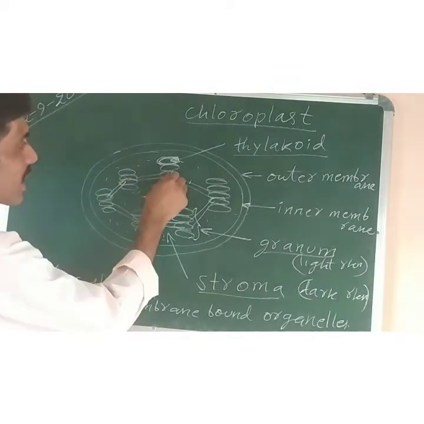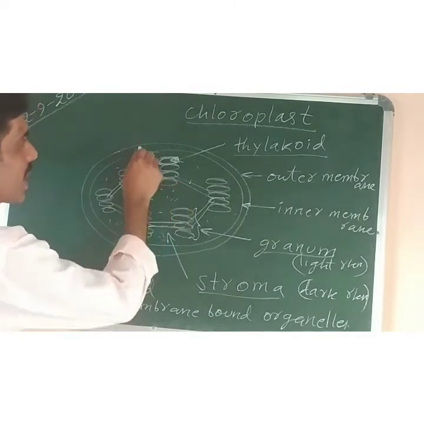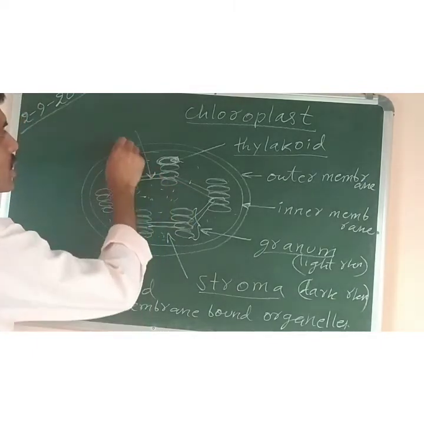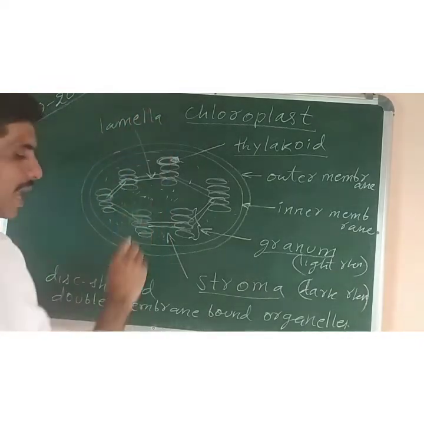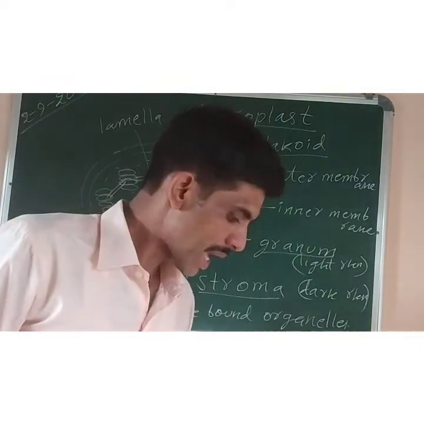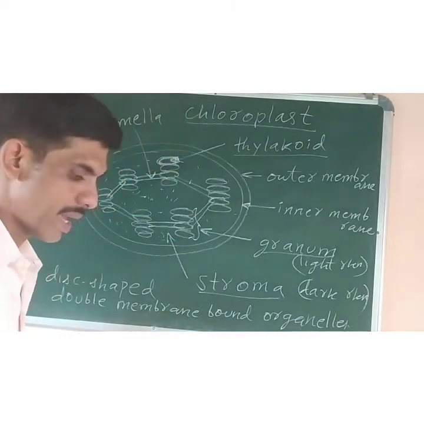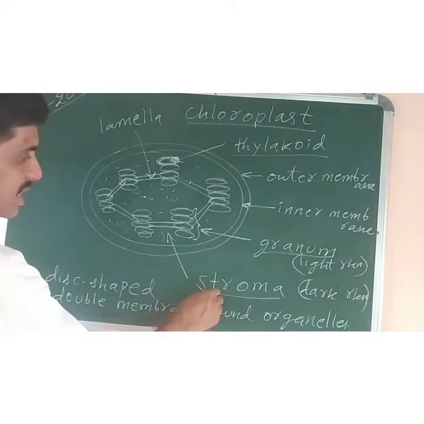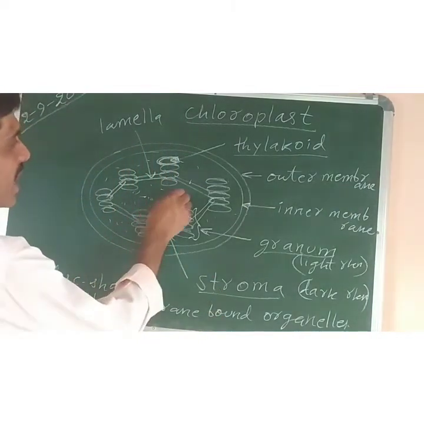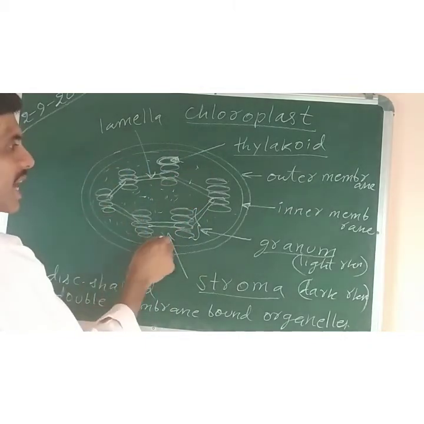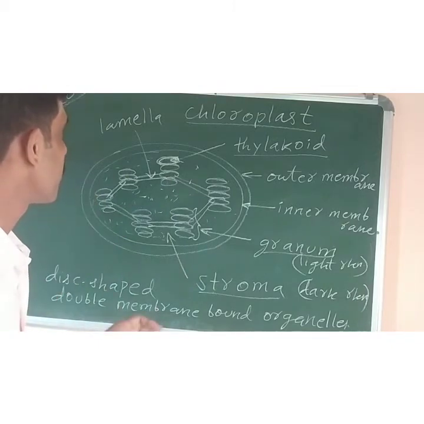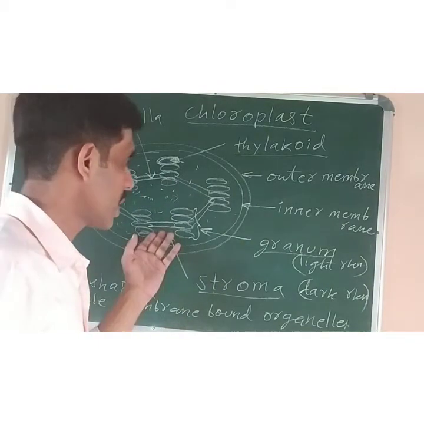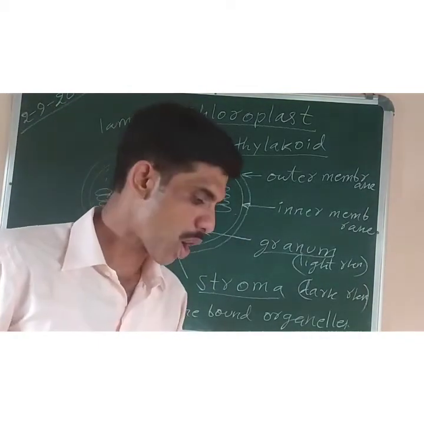They are interconnected, meaning they are connected with each other with the help of a structure. This is called lamella, L-A-M-E-L-L-A. Spelling you can check. And the gel-like matrix, the stroma, is filled inside the inner membrane, in which the grana are located or present.